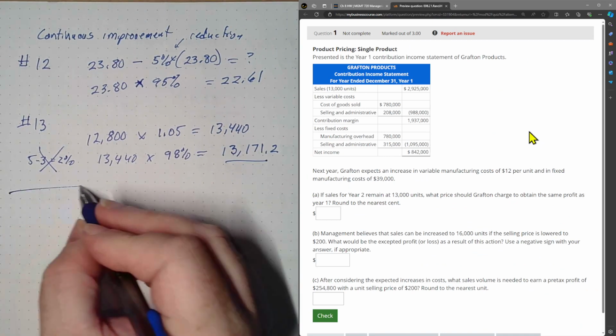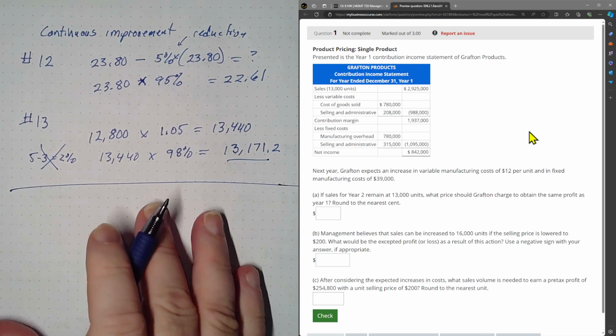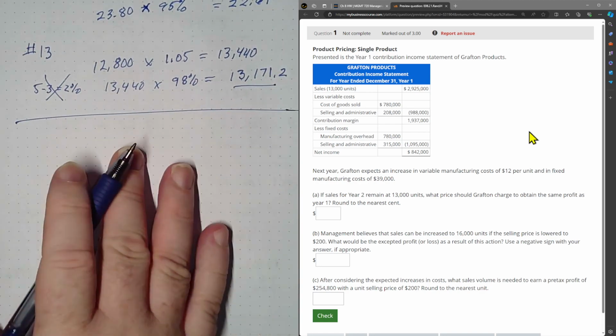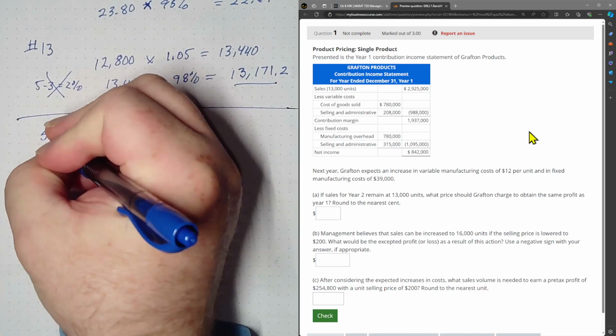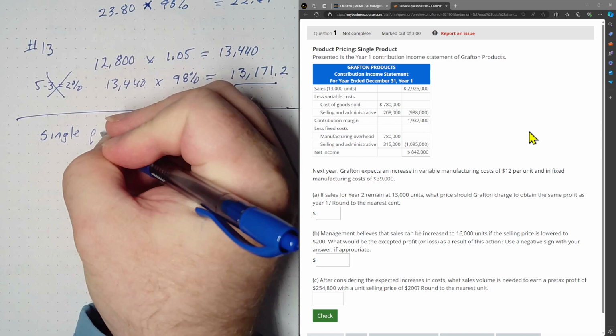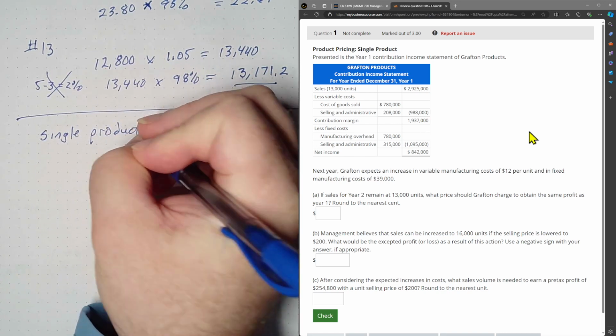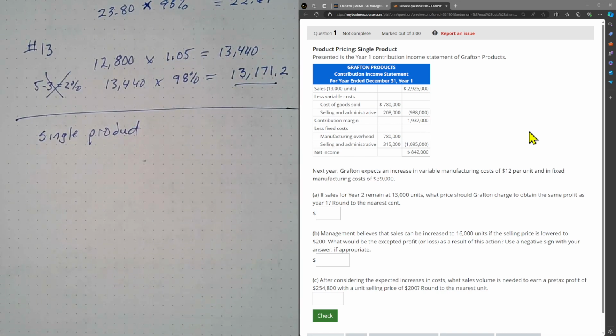Here we're now, so those are the 2 continuous improvement questions. Here we've got a single product pricing. Now these last 2 may be a little bit more involved, but not too much more. So here the first question is we've got an income statement, sales less variable costs as the contribution margin less fixed costs as net income. We expect an increase in variable manufacturing costs of $12 per unit and in fixed manufacturing costs of $39,000.